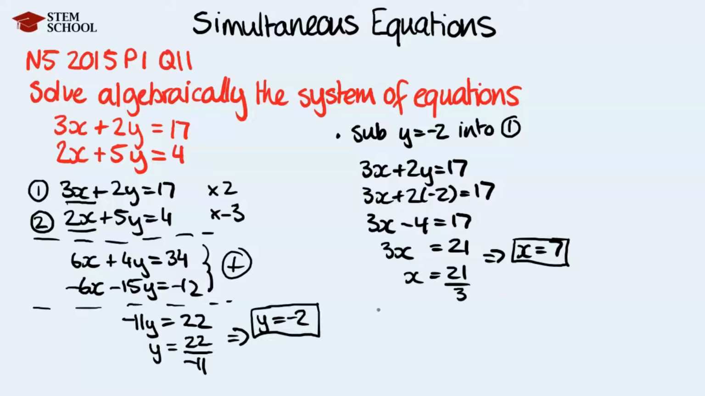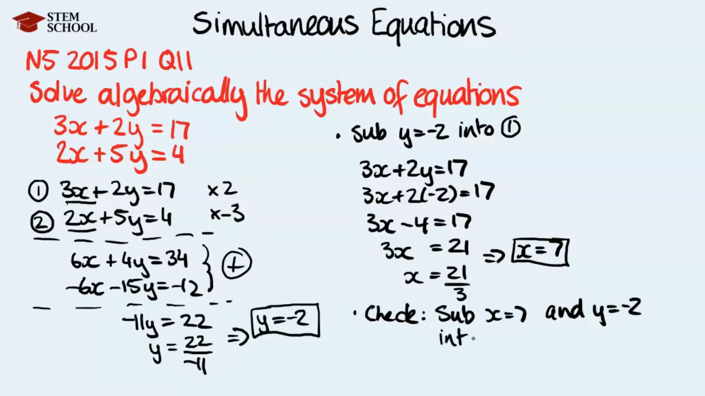Now sometimes the exam will ask you to verify your answer. Sometimes that's just an add-on question. So what they want to make sure you're able to do is this checking step, okay? So what that means is you substitute x is equal to 7 and you substitute y is equal to minus 2. So whatever values you found, you substitute them into one of the equations to make sure that the left hand side is equal to the right hand side.